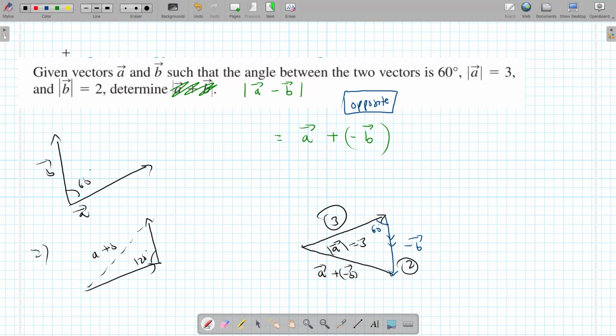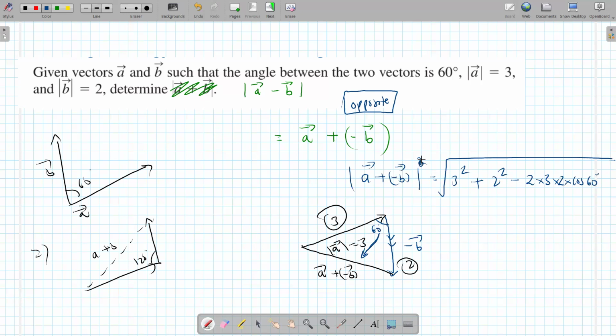Now, how do you find A plus negative B? Well, it's the same thing as last time, except now the angle is 60. That's the only difference. A plus negative B, the magnitude of this squared is equal to A squared plus B squared minus 2 times A times B times cosine of that angle that we're trying to find. The angle should always be the opposite angle of the side length that we're trying to find. So here it's going to be 60. And you square root this, and that'll give you the final answer. And that's how you do negatives.